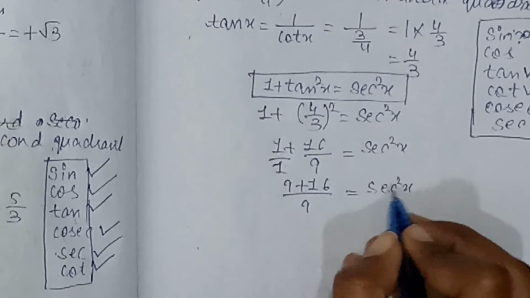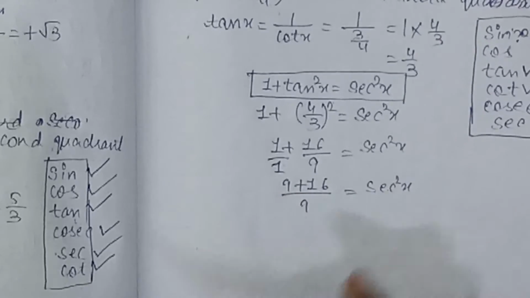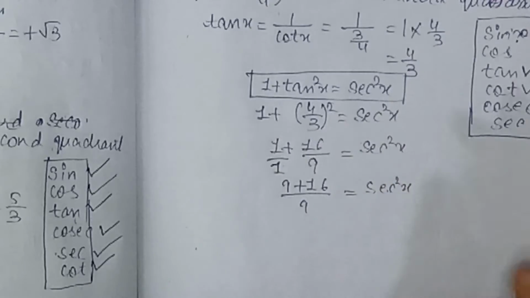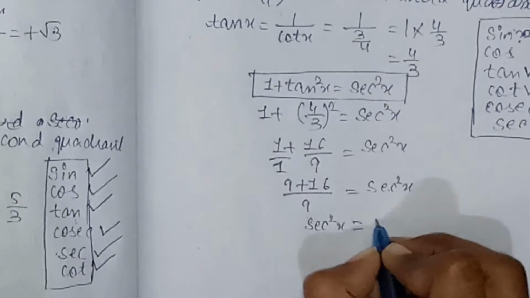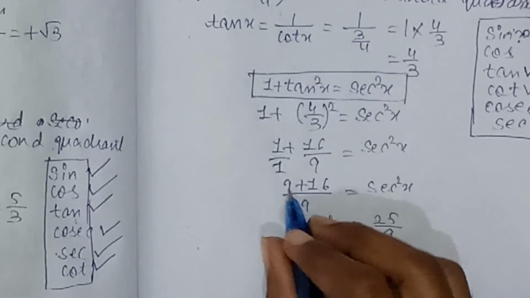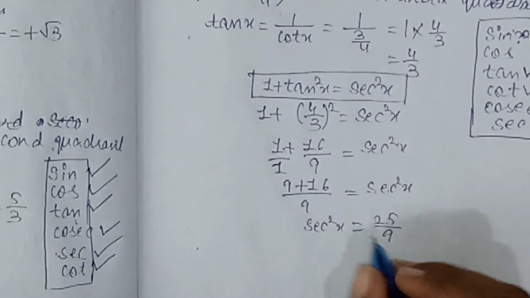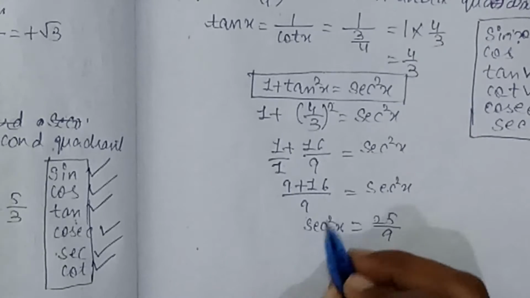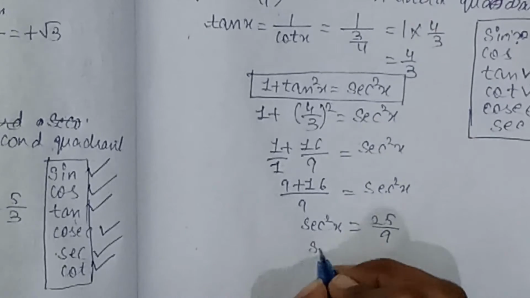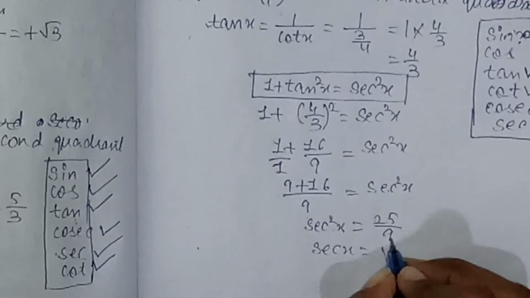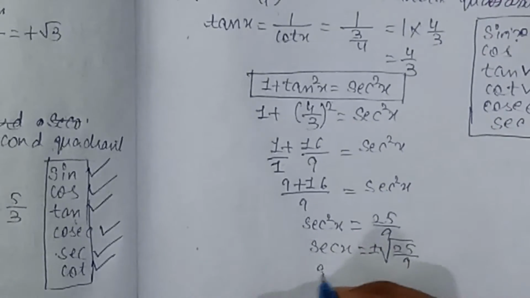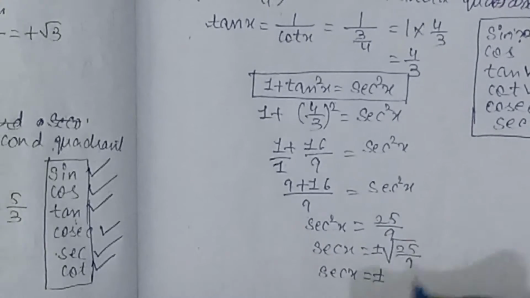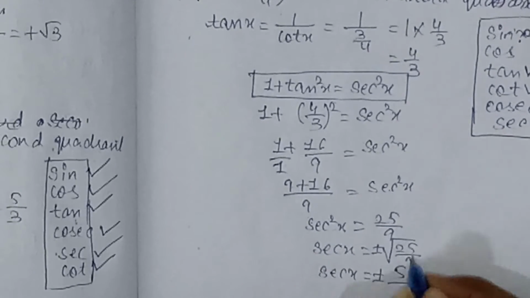So send the secant square here and this one here, because we need to find the value of secant x. What we are finding should be on the left hand side. So 25 by 9, because 9 plus 16 is 25. We want only the value of secant x, we don't want the square, that's why we are sending it to that side. 25 by 9 becomes plus or minus also. So the square root of 25 is 5, and of 9 is 3.